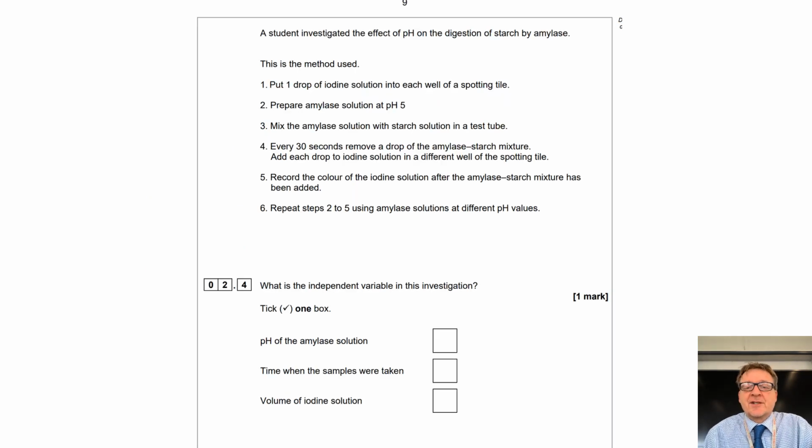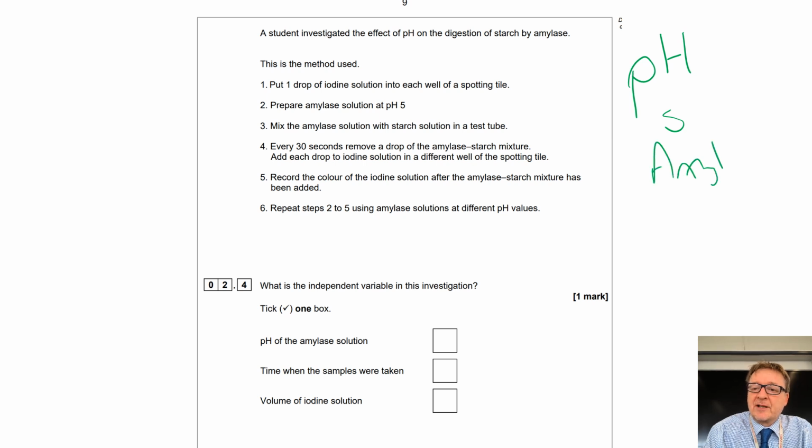A student investigated the effect of pH on the digestion of starch. Starch and amylase. Amylase is an enzyme, and I know it's an enzyme because it ends in ASE. This is the method used.